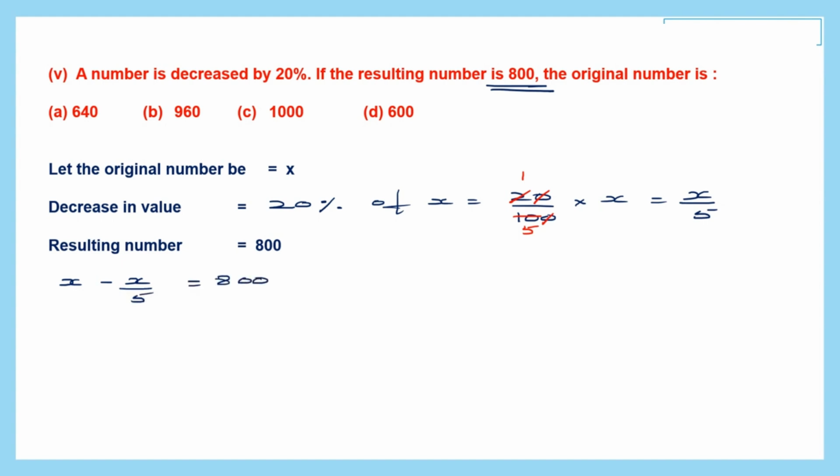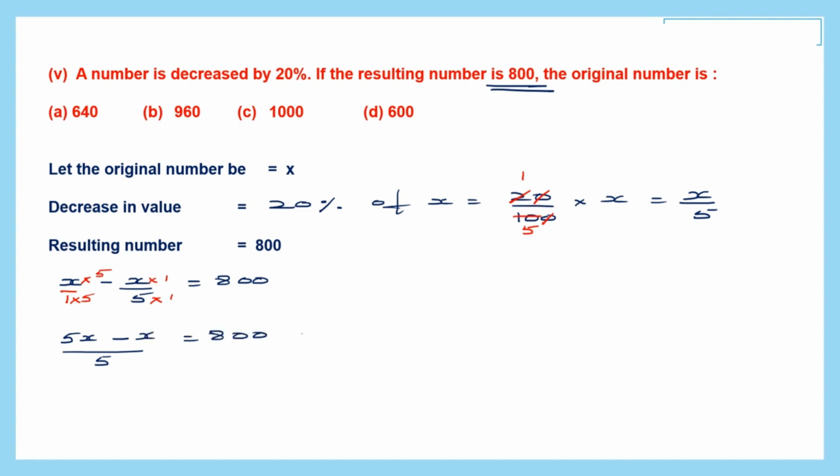So here again it's subtraction, so we have to find the LCM. So here it is 5, and again here 1 into 5. So here we multiply by 5. 5 into x is 5x minus 5 into 1. So x into 1 is x. This is equal to 800.